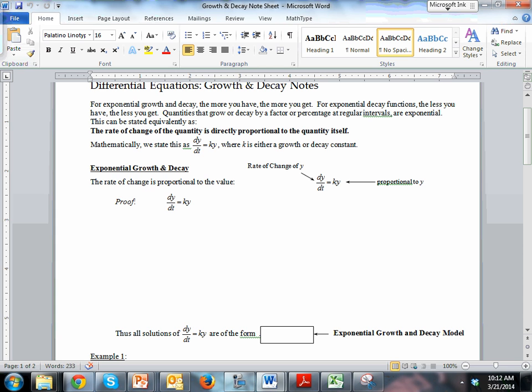Equations, we're going to talk about growth and decay today. Okay? Exponential growth. Whoops, I have growth and decay. I'll change it. Exponential growth: the more you have, the more you get. Exponential decay: the less you have, the less you get. That should be something that I don't need to talk about, right? Okay?